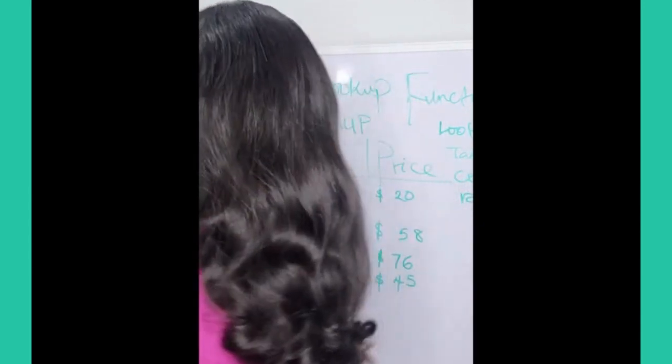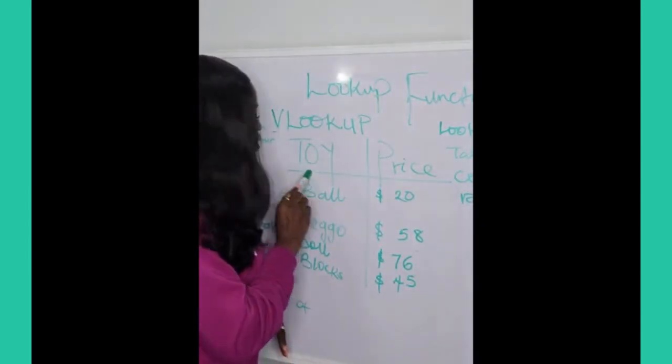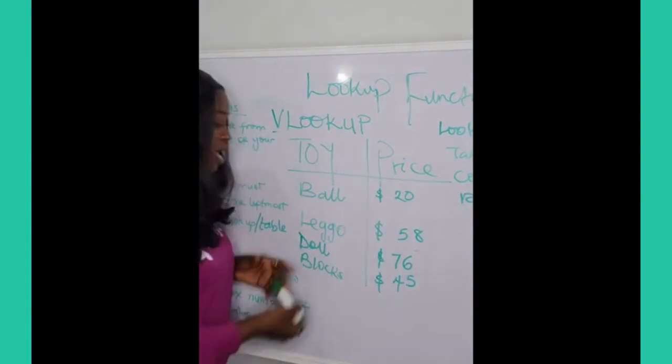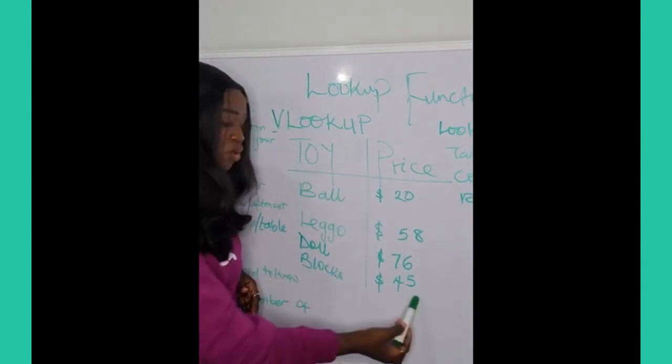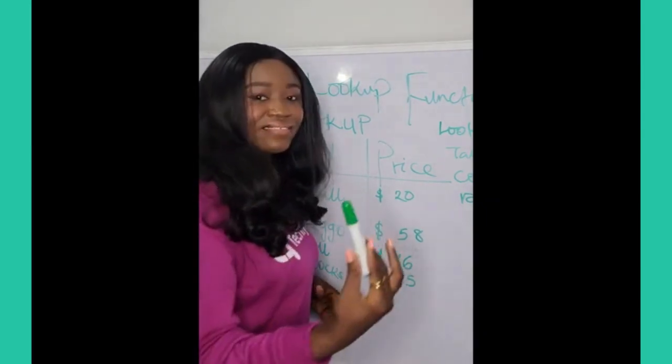So look at it from this angle. You see the toy name and the price, and you could be looking for the price of a ball, or the price of blocks, or the price of Lego, anything, and VLOOKUP would definitely do that for you.